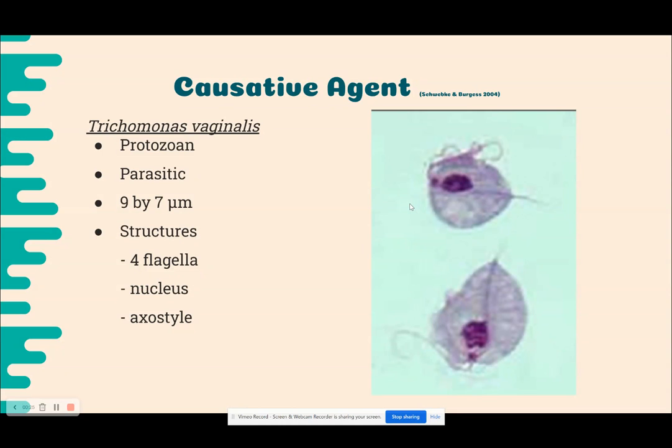This parasitic protozoan is about the same size as a white blood cell, and it has a couple of important structures that I'd like to mention. First, it has 4 flagella on its anterior side, a nucleus, and an axostyle. I'll be going into more detail about the axostyle on the following slide. But first, it's important to point out that trich is mainly found in the vagina, cervix, urethra, and bladder in females, whereas in males it's found in the anterior urethra, external genitalia, prostate gland, and the epididymis and semen.